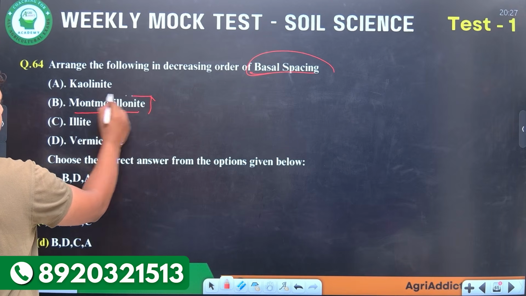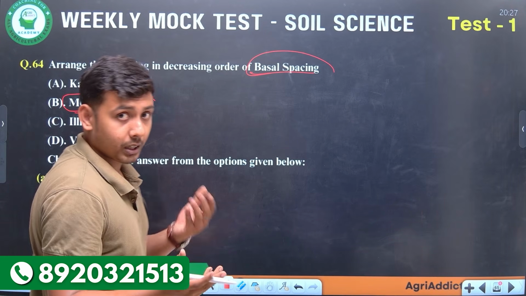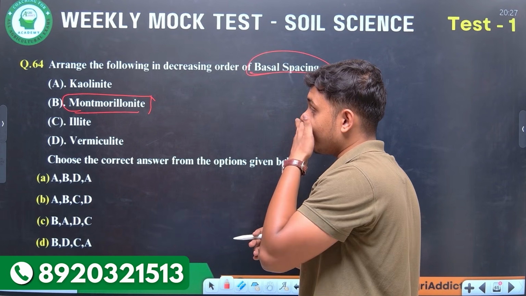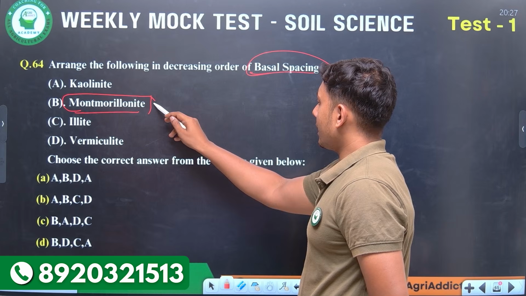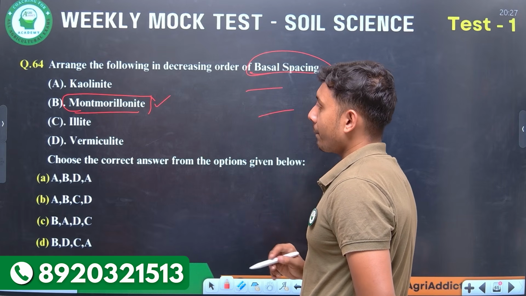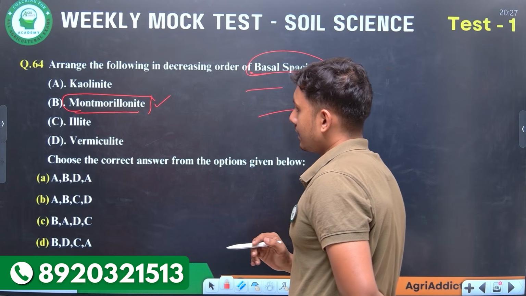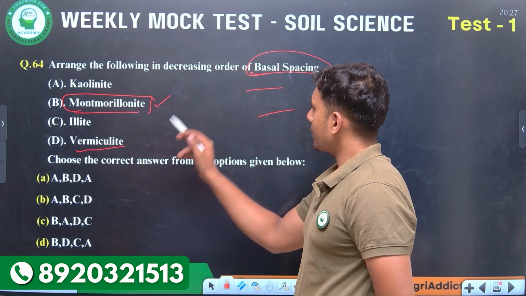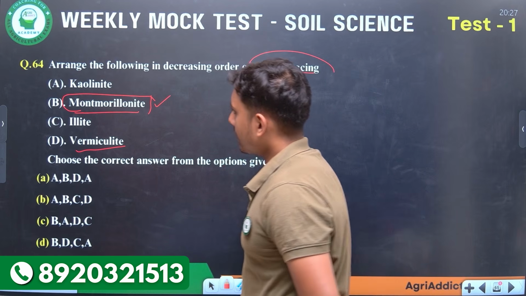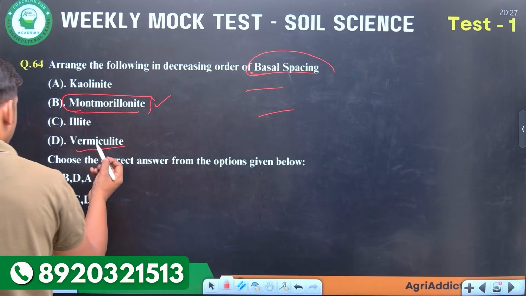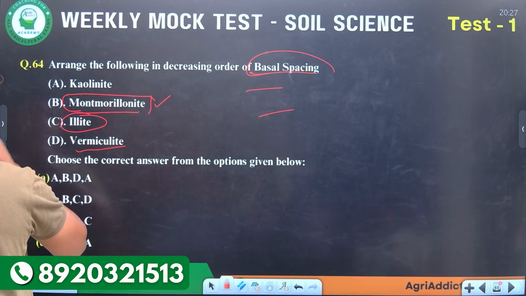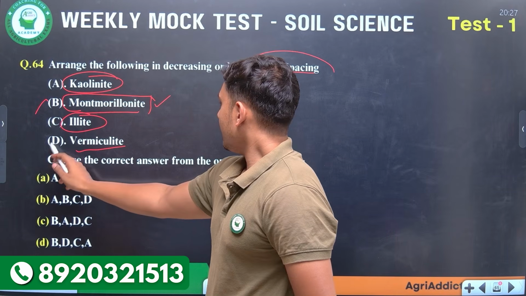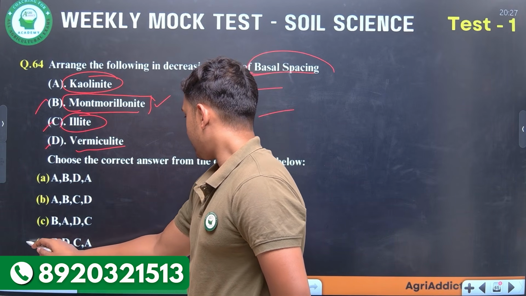As we all know, it takes the water from the surroundings, and it can hold the water in the interlayer structures also. So it has the widest basal spacing. Then comes the vermiculite, then illite, and then the least is kaolinite. The sequence will be B, D, C and A. B, D, C, this one is the answer.